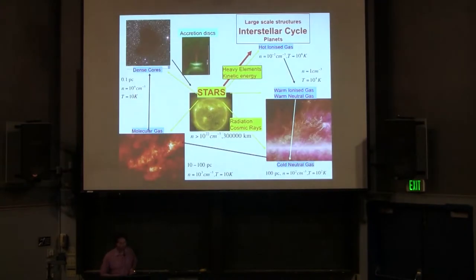Let me just try to give you some context that I think it's important to have in mind when doing star formation studies. First of all, I would like to emphasize the fact that the interstellar cycle is really sitting in the middle of the universe, in a sense, because it makes the connection between the large-scale structures and the planets. And so to understand the planets, you really need to understand this series of processes.